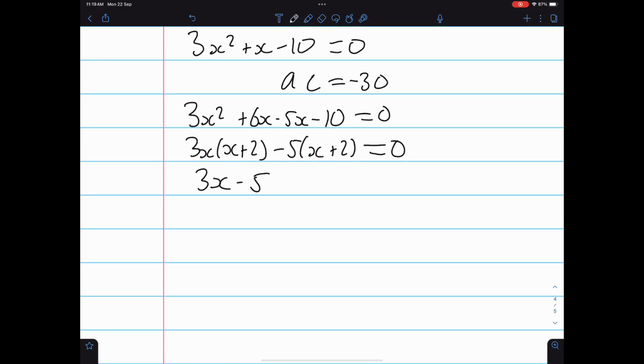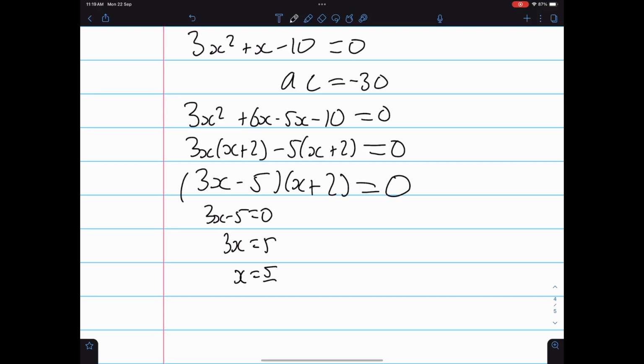And we will just do this by factorising. I mean, it's very repetitive, but you've got to just keep doing it. So 3x minus 5 equals 0, 3x equals 5, x equals 5 over 3, or x plus 2 equals 0, x equals minus 2.